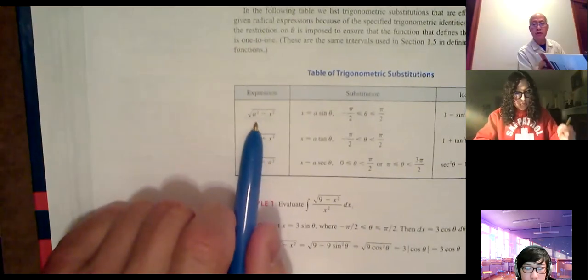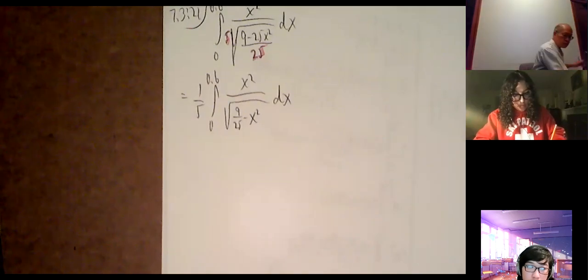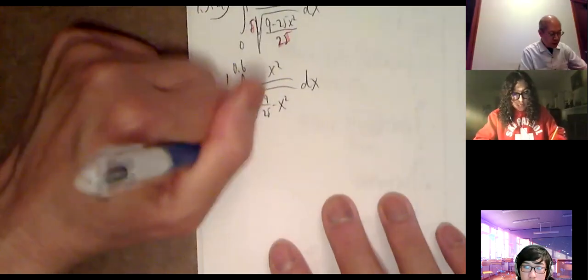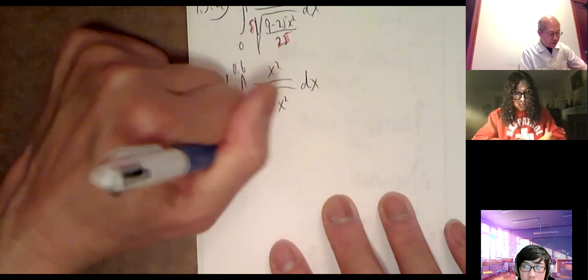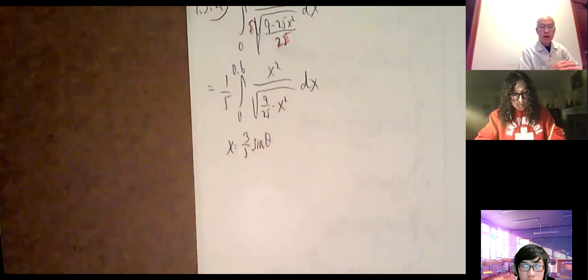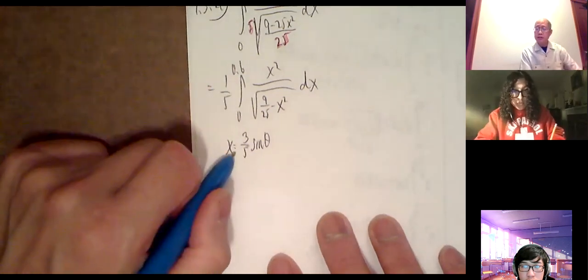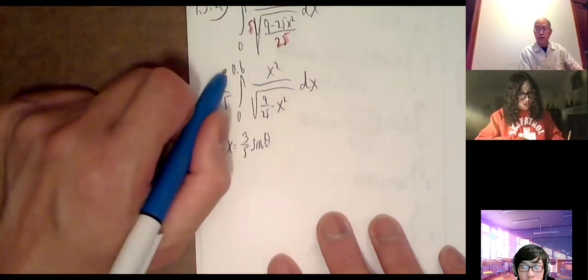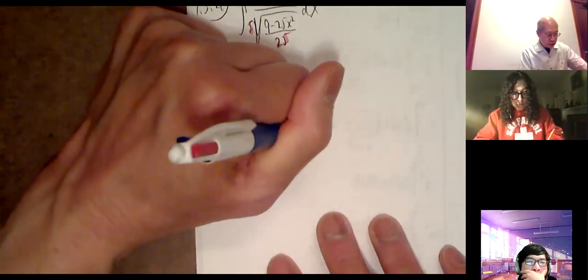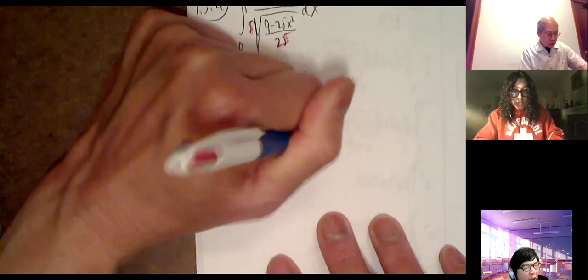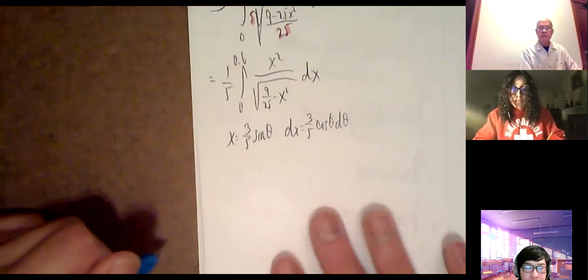So a squared minus x squared, again, it's the top one. So x is a sine theta. So x is 3/5 sine theta. By the way, which helps a lot, 0.6 is the same as 3/5, is it not? 3/5 is 0.6. So we use that. dx is 3/5 cosine theta d theta.